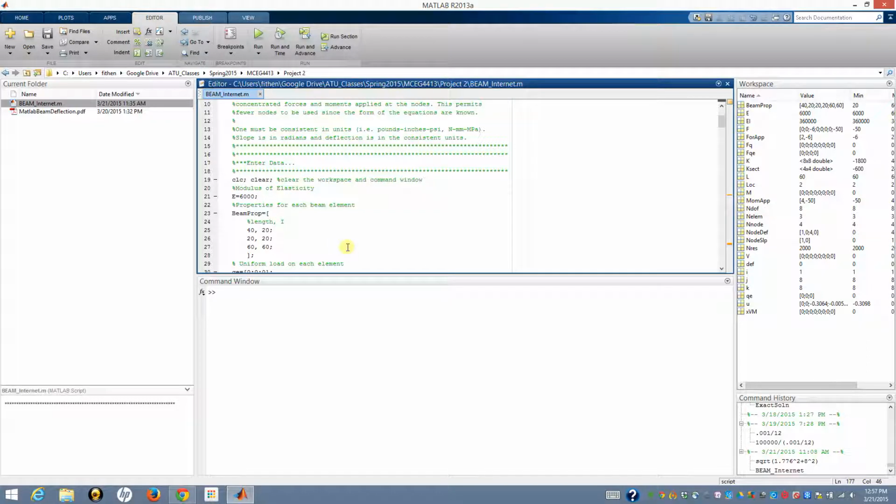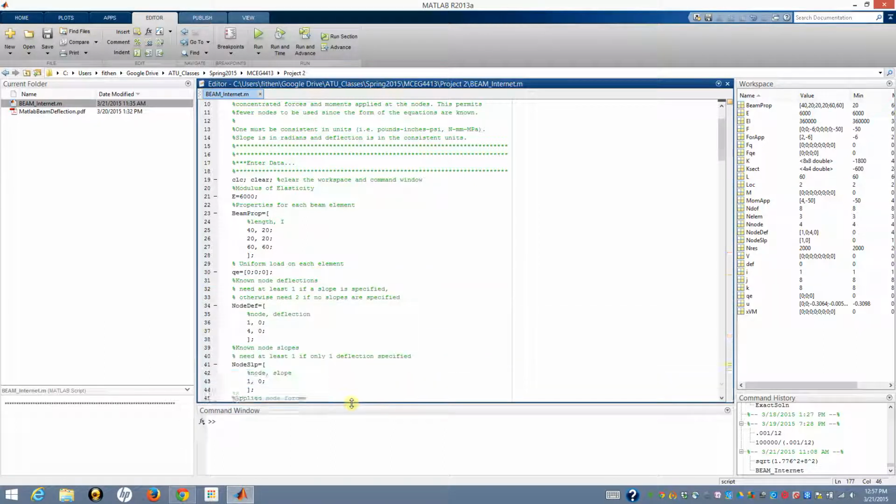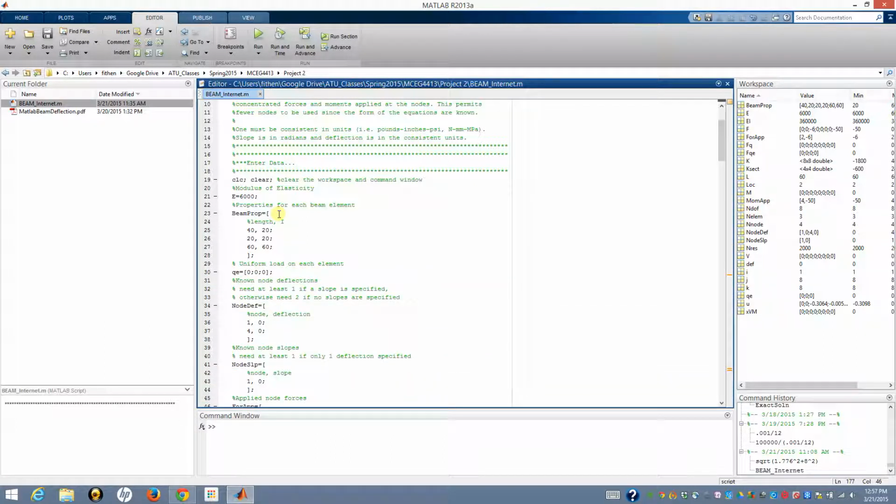All right, we're picking up the problem here, and we're doing the cantilever beam. We're going to look at the I. We're going to start in the enter the data section. We decided that our E was going to be 1,000. We decided that the property of each beam was going to be a length. It has a length followed by the I. Length of 20, followed by an I of 2.